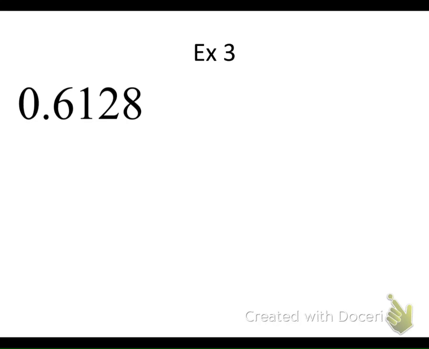Example number 3. 0.6128. How would I read this number? 6,128 thousandths. No. Anybody else want to give it a shot? 6,128 ten-thousandths. Good. So we're going to look at the place value of the last digit, the 8. When Darius read the number to us, you always read the number by the place value of the last digit. So he already told us the place value of the last digit, which is what?